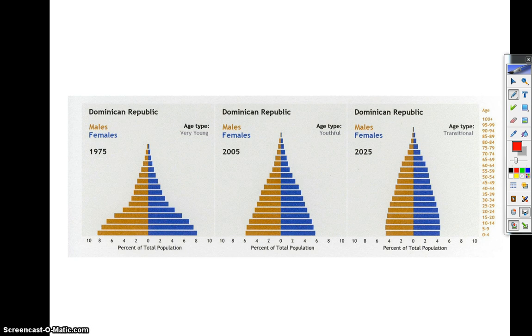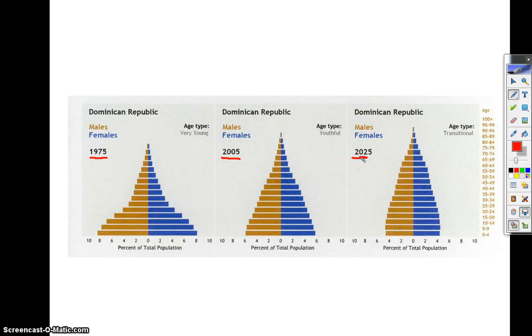And finally, here's a diagram that shows the Dominican Republic from 1975 to 2005, projected ahead to 2025. Just by looking at the shapes of these pyramids, what do you think is happening to the rate of population growth in the Dominican Republic? Yeah, it looks like it's slowing down.